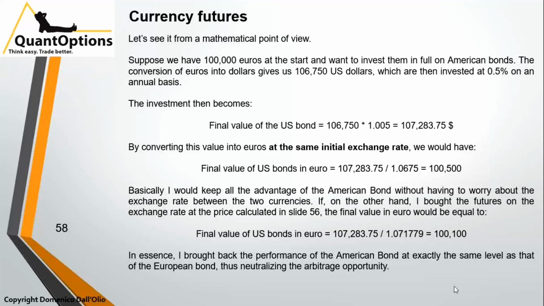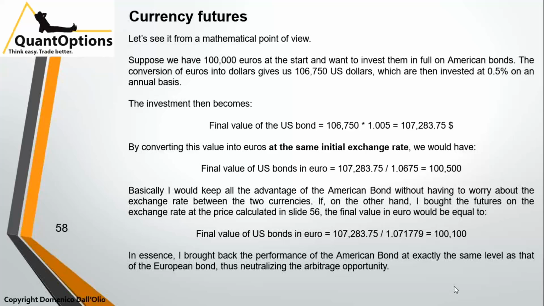And what do we get? It depends on the exchange rate. By converting this value into euros at the same initial exchange rate, we would have 100,500: 107,283.75 divided by 1.0675. Basically, if this happened, I would keep all the advantage of the American bond without having to worry about the exchange rate between the two currencies, because I purchased a futures giving me the right in 1 year to convert back US dollars into euros at the initial exchange rate.